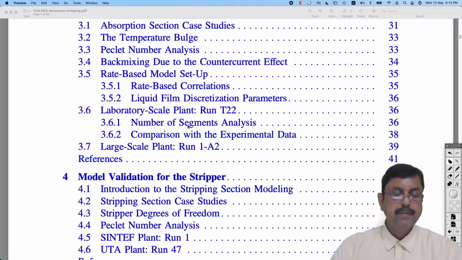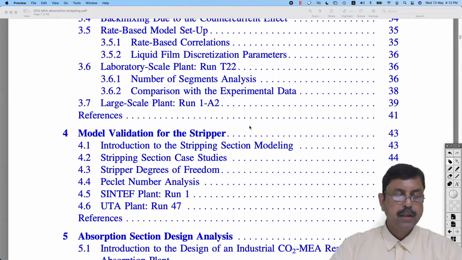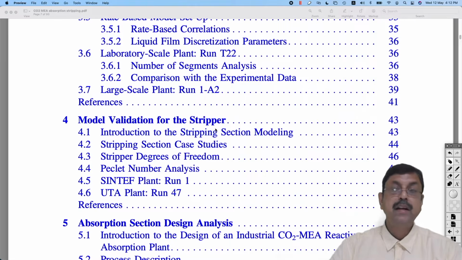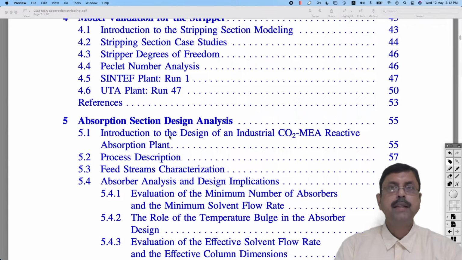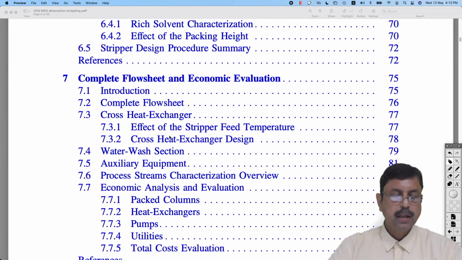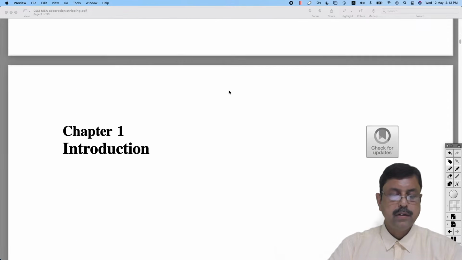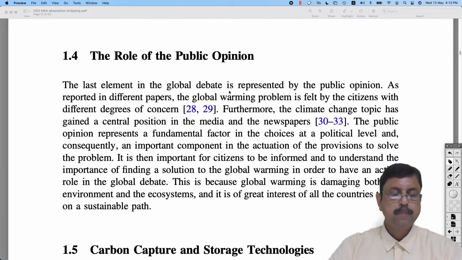And then some segmental analysis, how the interfacial mass transfer happens, etc. Then chapter 4 deals with model validation of the stripper. And finally, a comprehensive absorption plus stripping, both together as a wholesome case study, is presented in chapter 5. There are other economic evaluations that we'll not consider at this moment. So we can directly go to chapter 2.